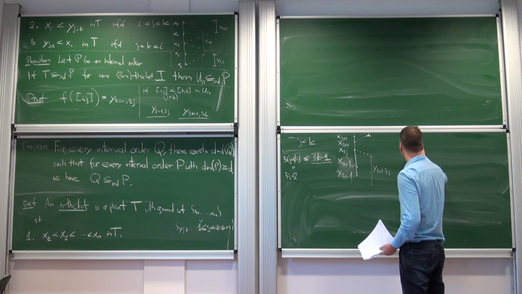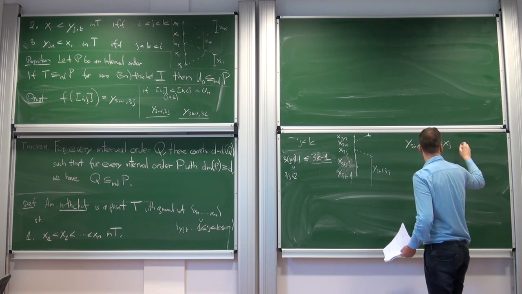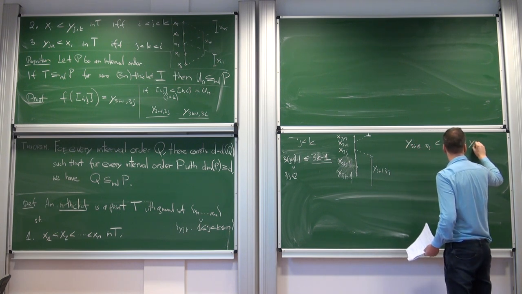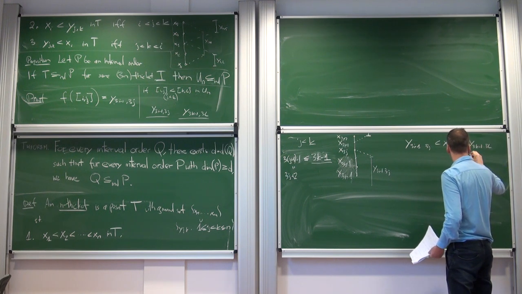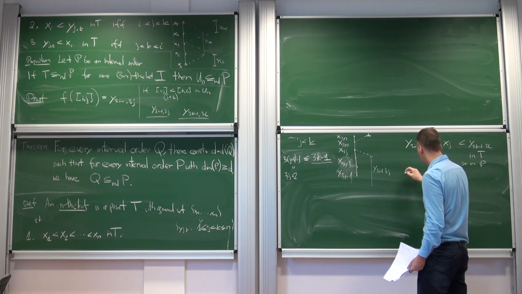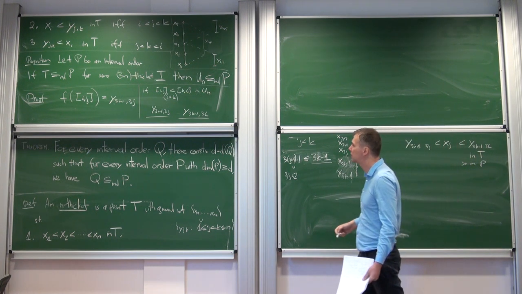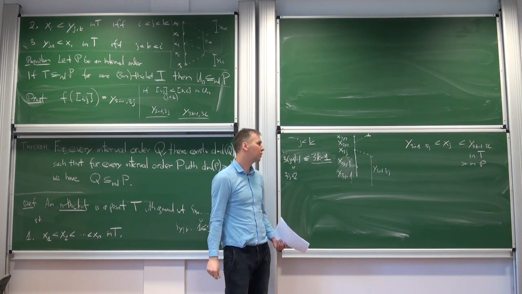So y_{3i-1,3j} is less than x_j, which is less than y_{3k-1,3l}. This is happening in T, so as well in P. So indeed, we have that when we map two comparable elements, we have the comparability.